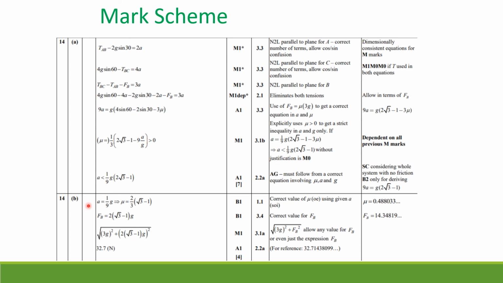Next, part B, you've got a mark for working out your friction. Mu is equal to 2/3 of root 3 minus 1 is one method mark. Finding friction B is 2 root 3 minus 1 lots of g is the second method mark. Then for using the contact force formula for your reaction force, put your friction force all squared, and your 4th mark comes from getting the answer 32.7.